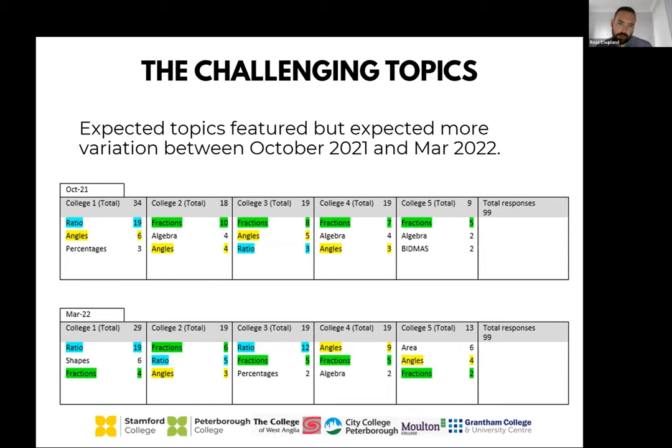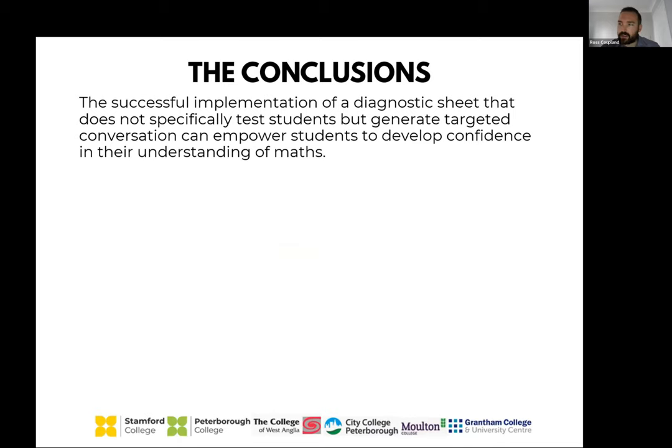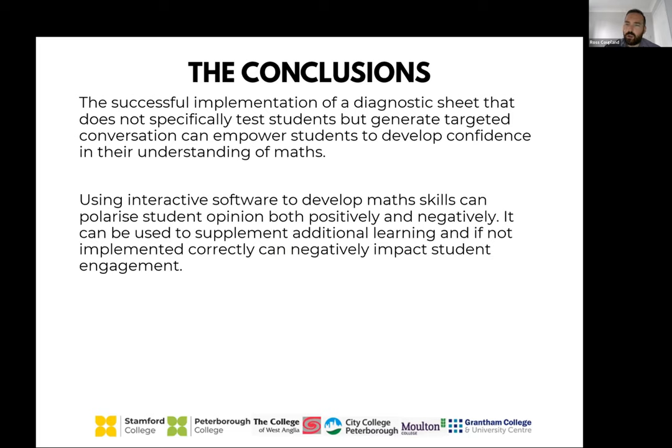Why do students feel that those topics are challenging? And again, part of our next steps is to identify, is it the question, is it student confidence with that? Is it something that students don't want to engage with as opposed to the topic itself? And as you can see from our conclusions, although we do like that diagnostic sheet, you don't necessarily need a sheet that tests students.